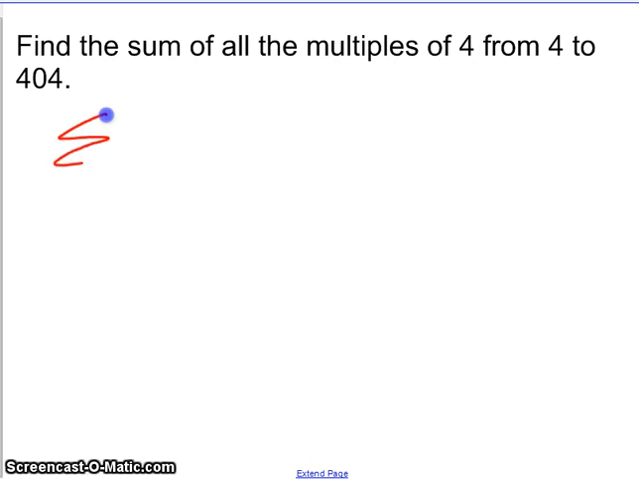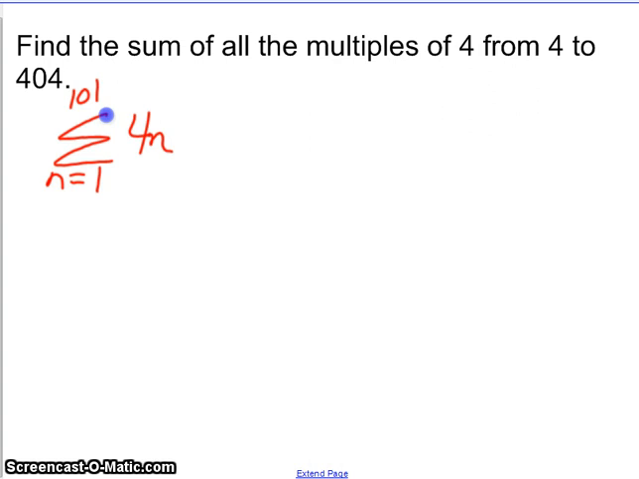I've got the sum. All right, well, how many terms are in this sequence? I'm counting 4, 8, 12, 16, etc. If I'm counting by 4s, there's going to be 404 divided by 4 terms. So this is going to be from n equals 1 to 101, of the arithmetic sequence that can be written in the form 4n. That's the explicit formula for this sequence.